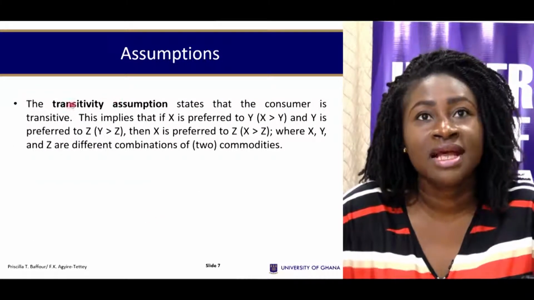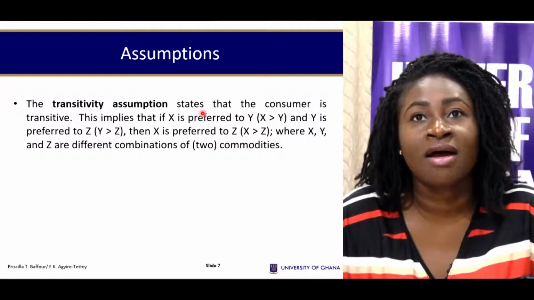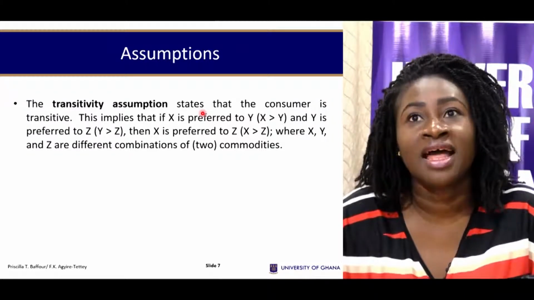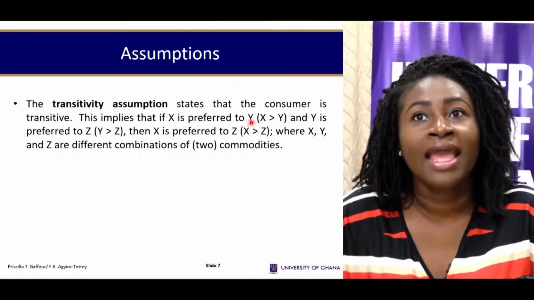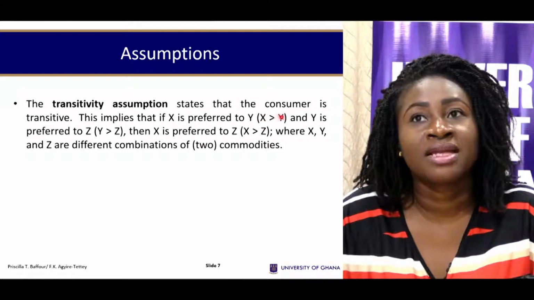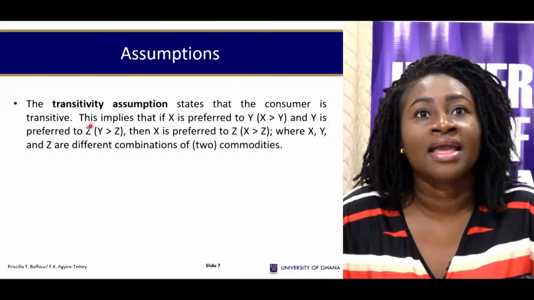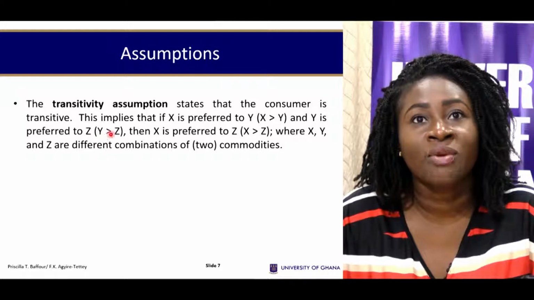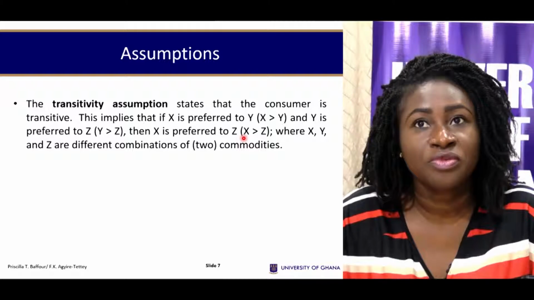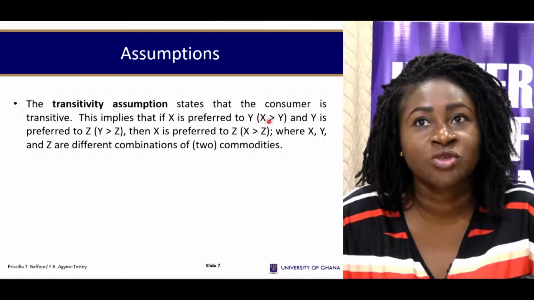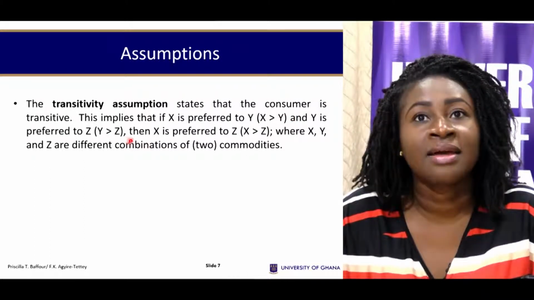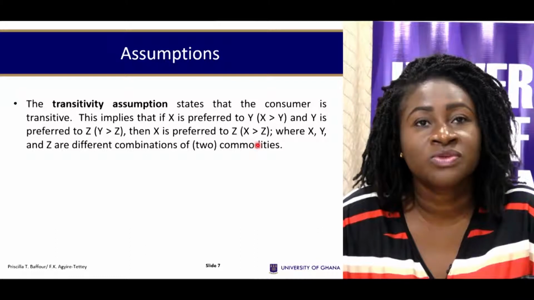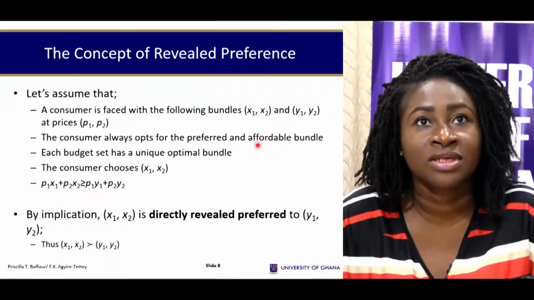Then the transitivity assumption we discussed in the ordinal approach also works here, in that the consumer is transitive. It means that if X is preferred to Y and Y is preferred to Z, then X is preferred to Z, right? So if the consumer prefers X to Y in simple terms and Y to Z, then the consumer prefers what? X to Z, like we discussed under the ordinal approach.